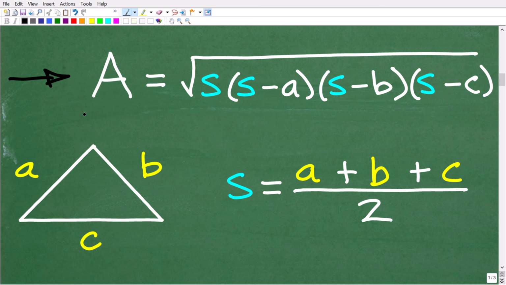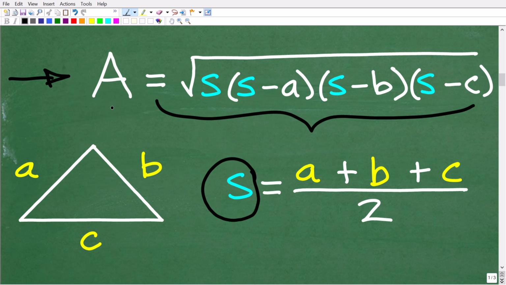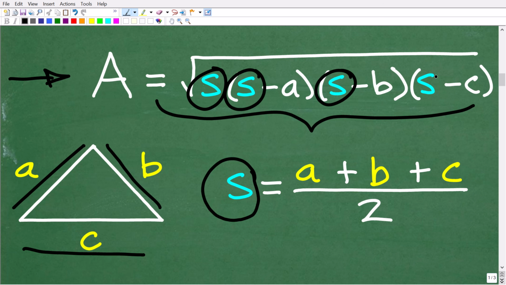So here is the formula, and by itself it doesn't make a lot of sense until we figure out what S is equal to. The area of a triangle when we only know the sides A, B, and C is equal to the square root of S times (S minus A) times (S minus B) times (S minus C), where sides A, B, and C are these variables here. But again, we need to figure out what this variable S is equal to.